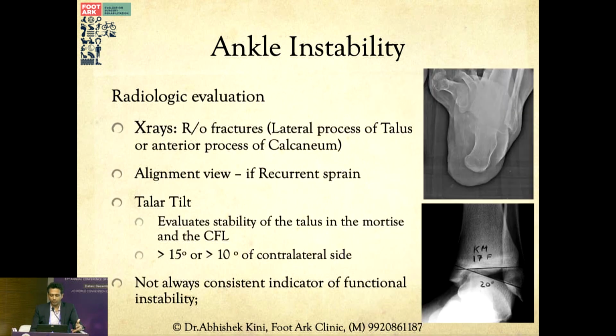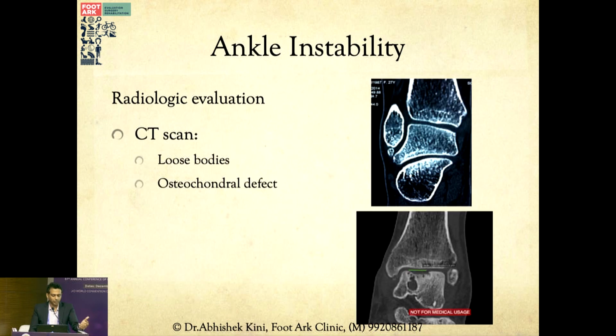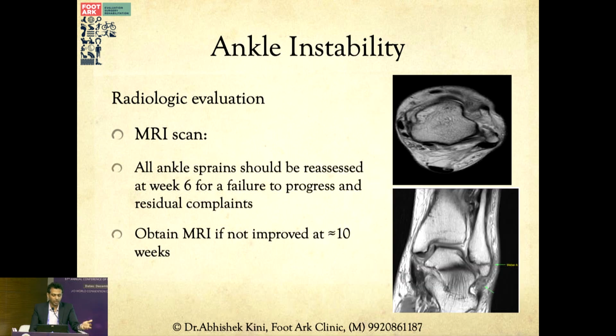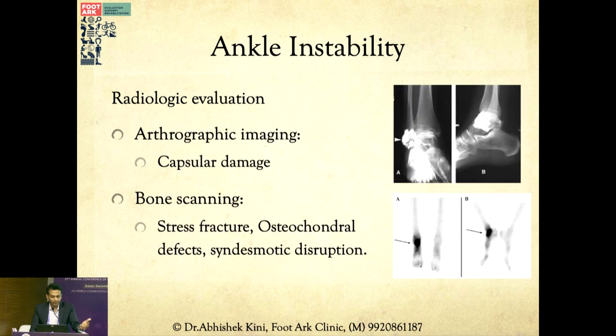That's the alignment view. Look for other missed injuries like lateral process of talus, anterior process of calcaneum. There's something else over there. Talus tilt is not always a consistent indicator of functional instability, as these things can vary from person to person depending on the pain threshold. You do need to evaluate further for loose bodies with a CT scan, osteochondral injuries, and MRI to check that all the ligaments are in place, as sometimes stress fractures are happening. So we do an MRI if patients are not improving at around 10 weeks.